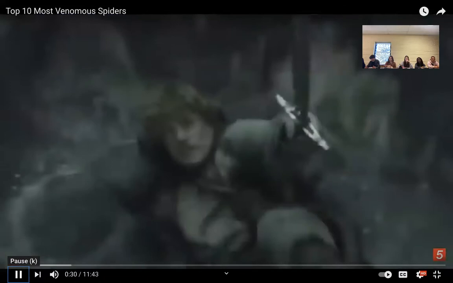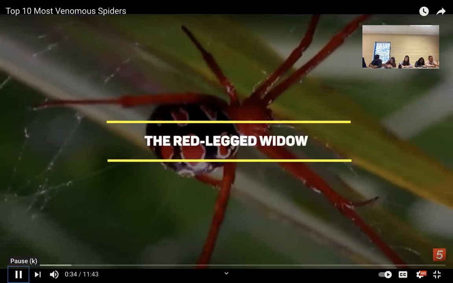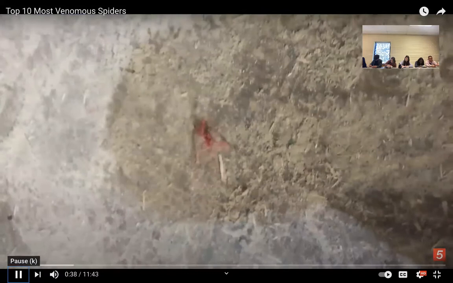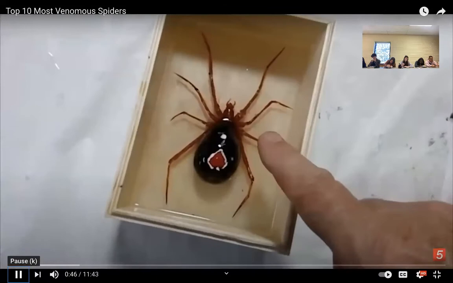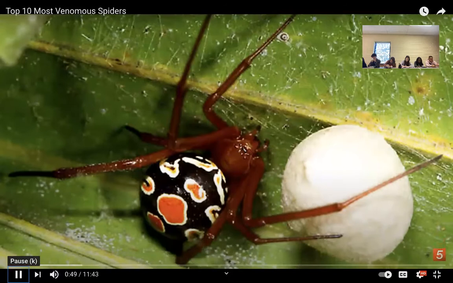Number 10, the red-legged widow. The red-legged widow is a very rare spider, which is a member of the black widow family and highly venomous. According to all literature, this spider is indigenous to South and Central Florida. This colorful spider is less than an inch long, but packs the same type of venom as its other widow relatives.